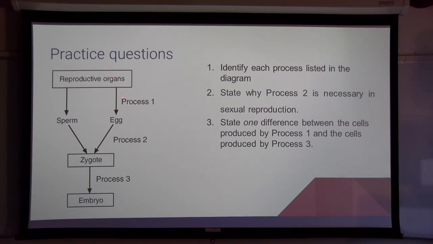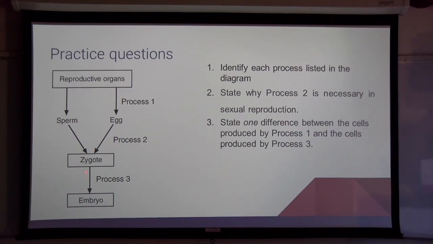What's the difference between the cells produced in process 1 compared to the cells produced in process 3? Process 1, what did we say process 1 was? Meiosis. So then what do we know about the cells made from meiosis? What do we know about those cells? They have half the number of chromosomes.